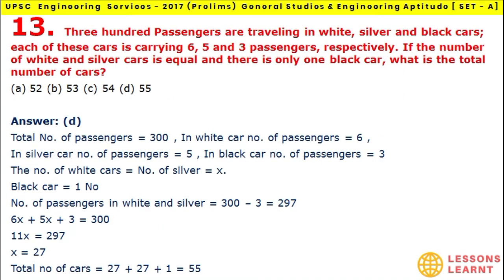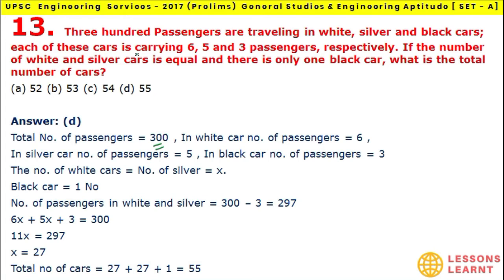Now we will see the 13th question. 300 passengers are traveling in white, silver and black cars. Okay, so there are total number of 300 passengers which we have mentioned here, and they are traveling in white, silver and black car.